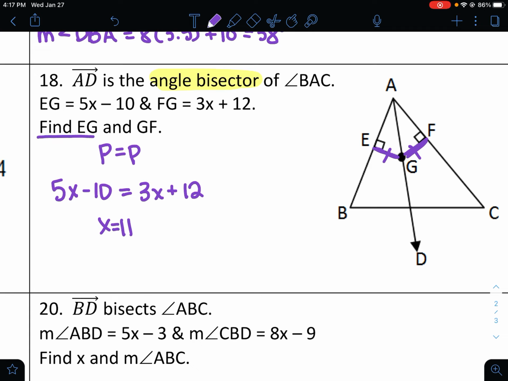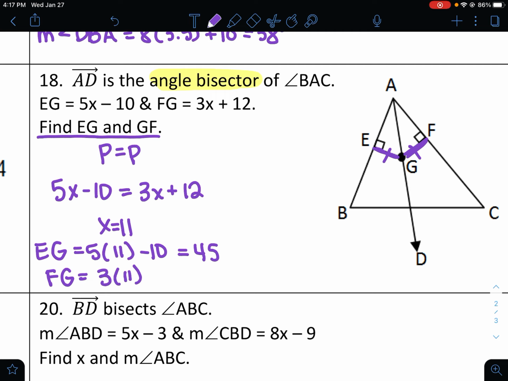All right. We're not done yet because it says to find EG and GF. So EG equals 5 times 11 minus 10, which is going to be 45. FG equals 3 times 11 plus 12, which also equals 45. They're both equal to each other, so we're good. And it asked us to find both. So we're done.